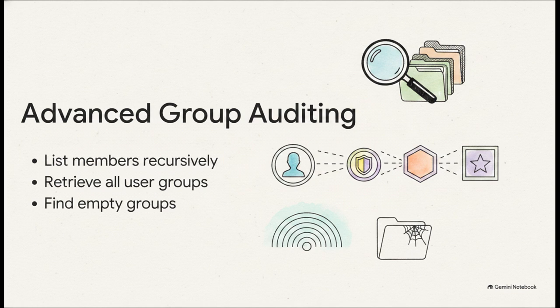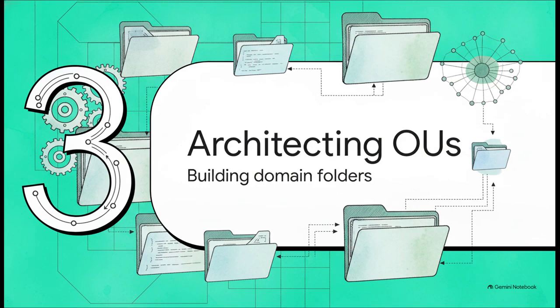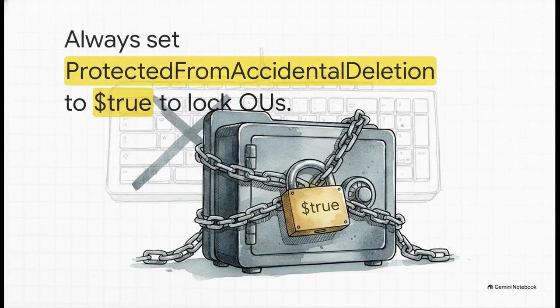You can scan your entire domain to find empty, useless groups that are just taking up space, all with one single line of code. Okay, Part 3, architecting organizational units. Let's talk about building the folders of your domain. When you're creating a new OU, the source material stresses one parameter way above all the others, and that is setting ProtectedFromAccidentalDeletion to true.